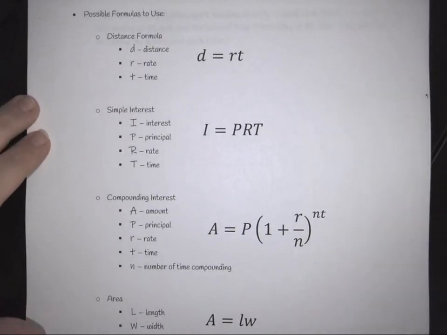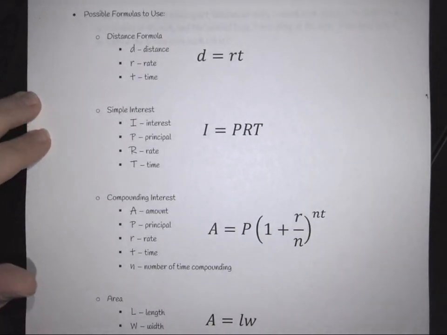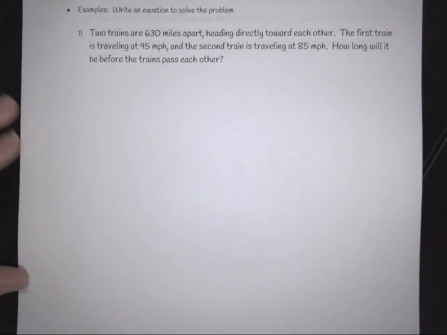Okay, so let's go ahead and take a look at your first one. So here we're given an example. And in this example, we are told that you need to be able to write your equation that you need to use to solve a problem. So whenever you're doing application problems, the best thing to make sure you always do is to start out with a picture. So I have two trains, and these two trains are 630 miles apart, and they are heading directly towards each other. So I can draw that picture very simply.